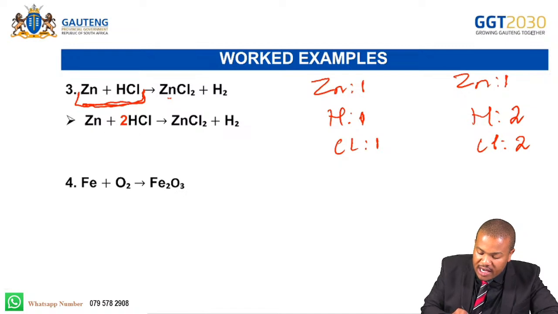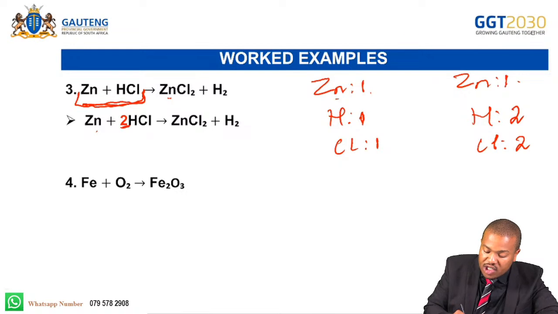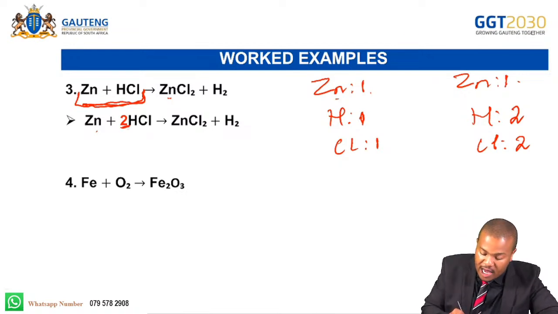So now, starting off with the zinc, when looking at the reactant side, how many? We have 1 and we have 1, they balance, right? Now, because we have put this 2 here before hydrogen chloride, what happens?